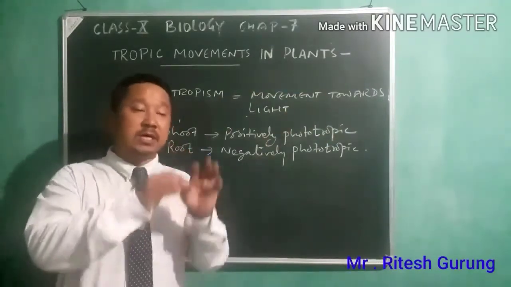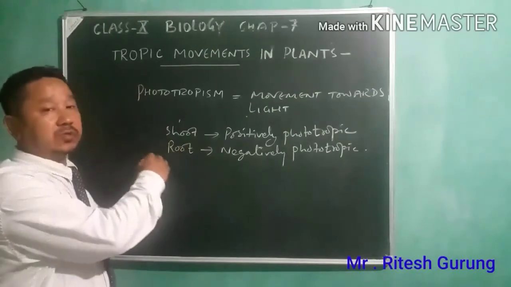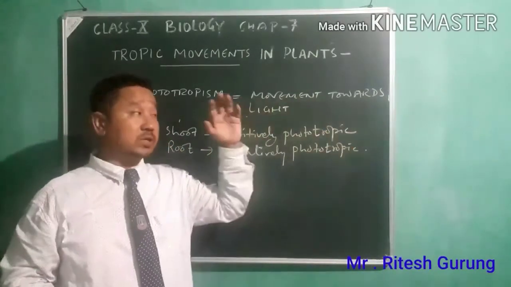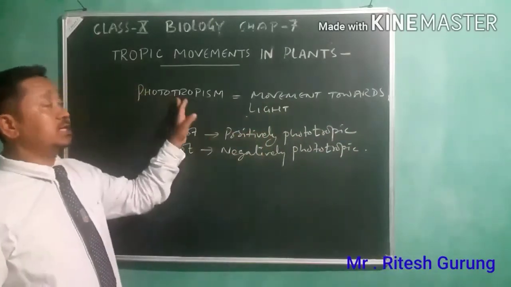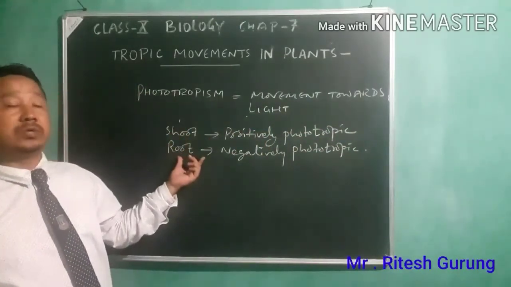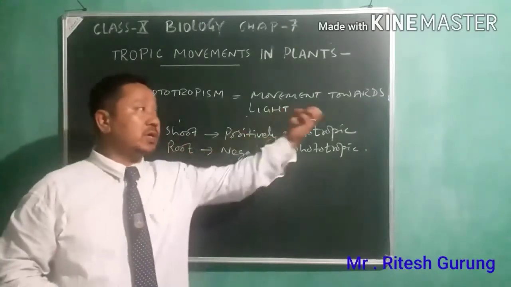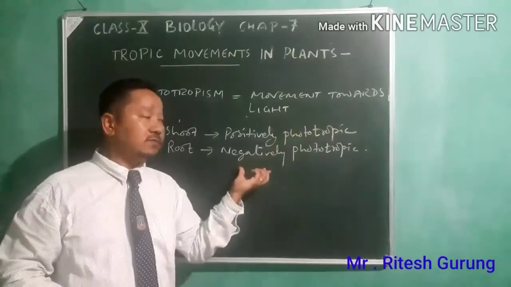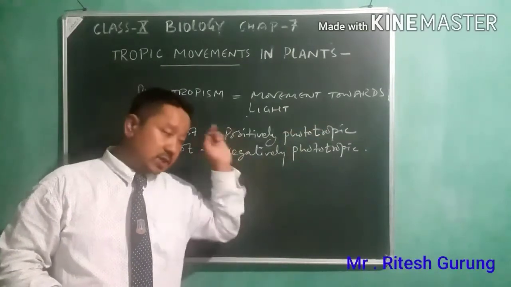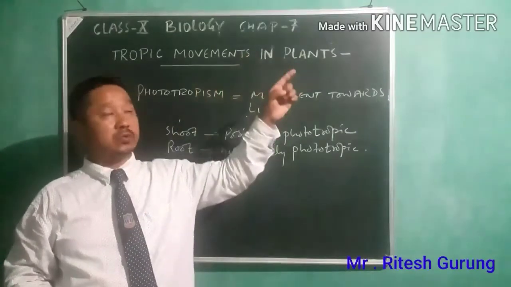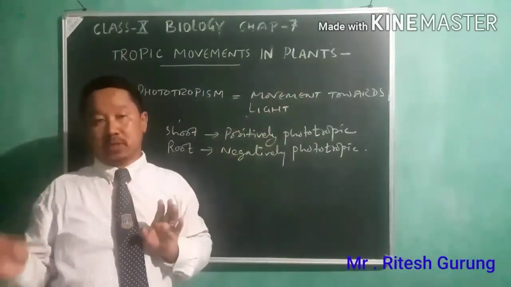So this means what you see out here is that shoot system showing response to the source of light. So this kind of movement of the response is called phototropism. Okay, but here the root is not moving towards the source of light, which is negatively phototropic, because root has to go against the light, not towards the source of light, but away from the source of light.